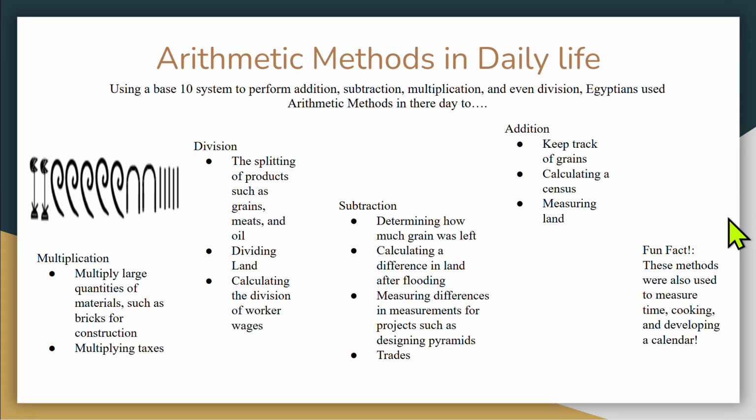Arithmetic methods in daily life. Using a base 10 system to perform addition, subtraction, multiplication, and even division, Egyptians used arithmetic methods in their day to day lives. To multiply, they needed to multiply large quantities of materials, such as bricks for construction, multiplying taxes. Division, they used it for the splitting of products such as grains, meats, and oil.